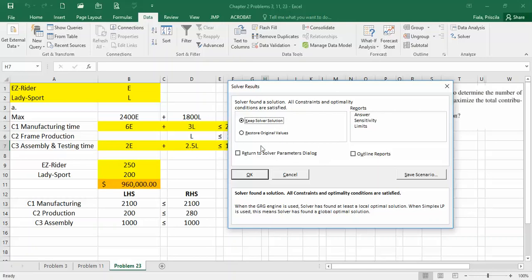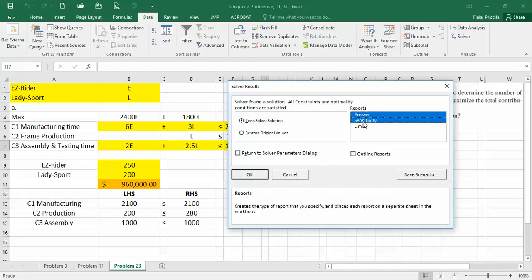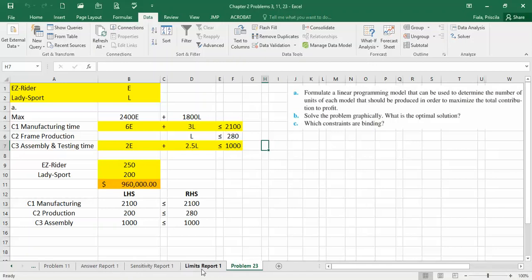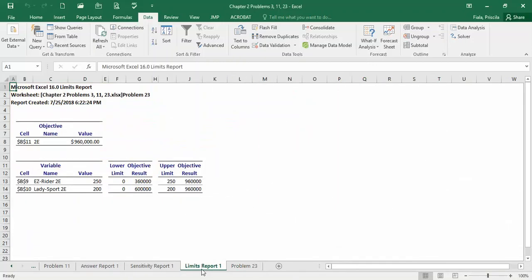And then if you want, you can go ahead and click here so I can show you an additional thing for your constraints, for your binding constraints. Do OK, and it's going to generate some reports. On your limit reports, it is showing 250 for E, 200 for L, and here's your value, and here it has calculated individually.